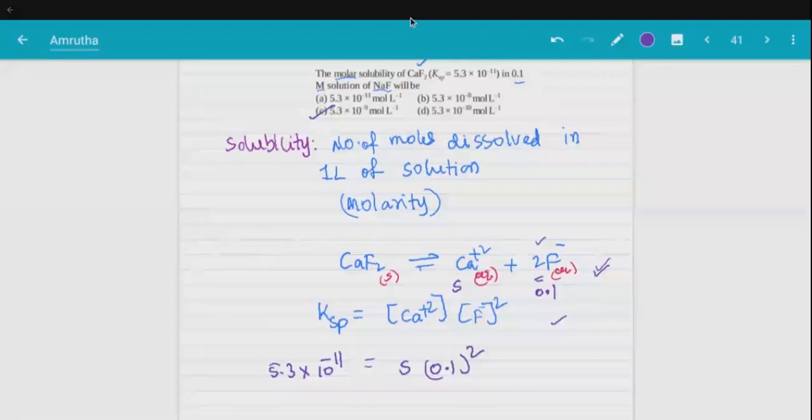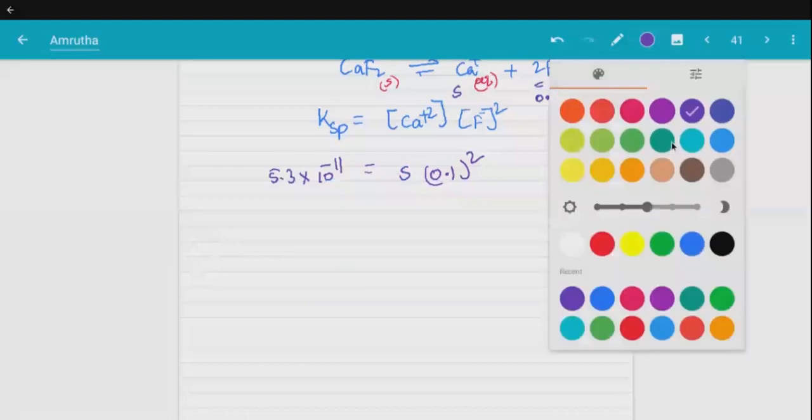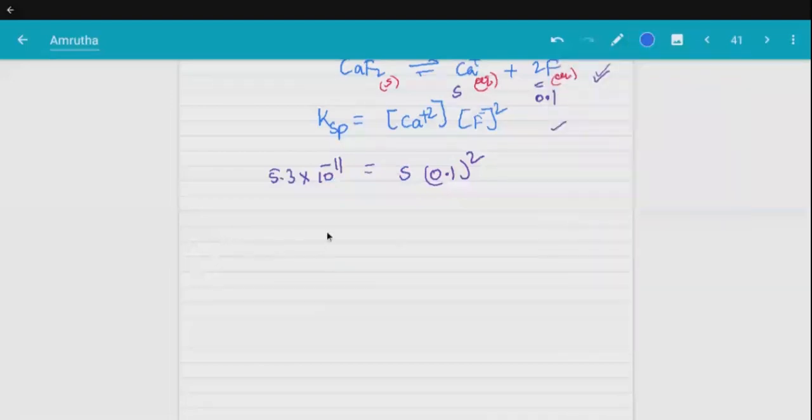Understood, everybody? So this is just application. Let me write the Ksp formula once. I'll take one general expression. Let me take AB. AB is a solid.